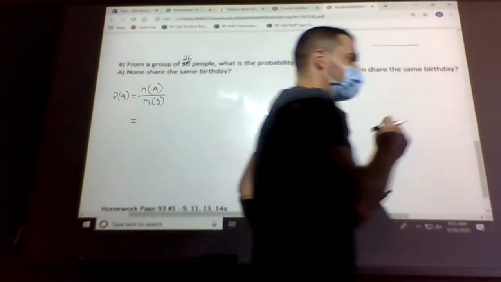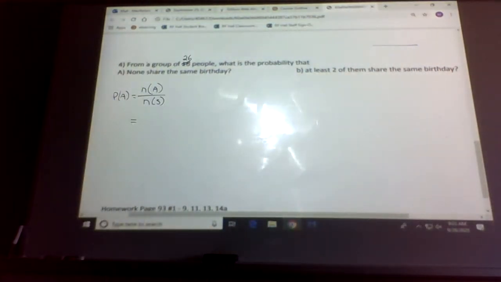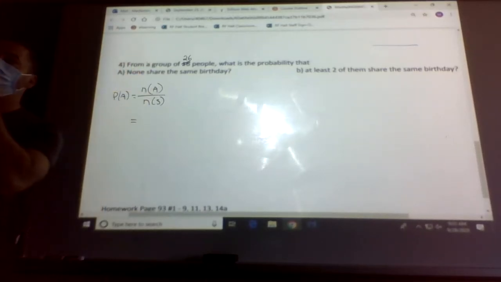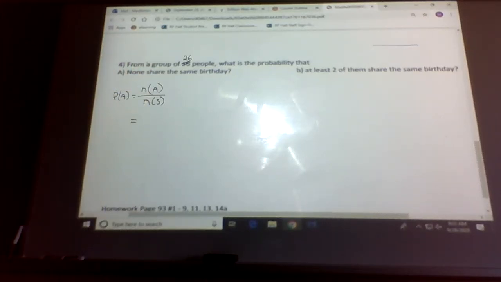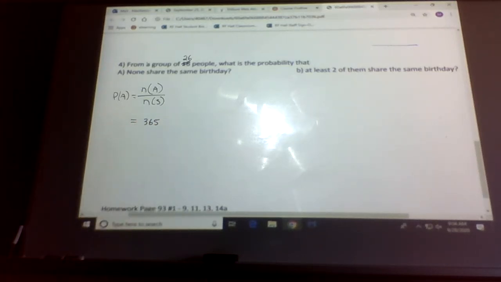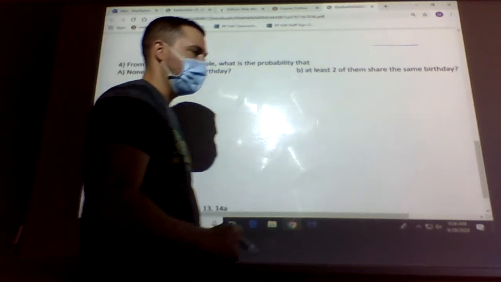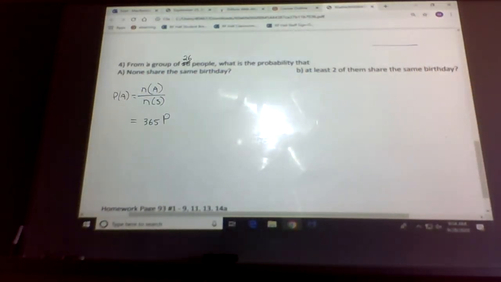So the number of ways that it can occur. We're looking at individual birthdays. How many ways can it happen? How many options are there for birthdays? 365, right? So there's 365 birthdays. How many different ones do we want? 26. So we want 26 different ones from the 365.